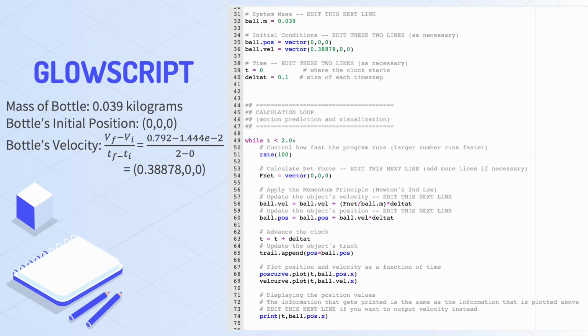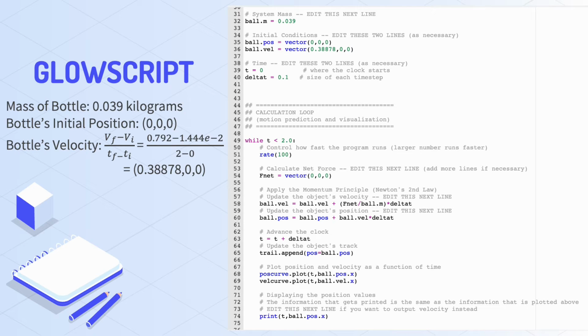So next, I made a computational model. The bottle's mass was 0.39 kilograms, or 39 grams. And since the bottle's starting at the origin, the initial position vector is 0, 0, 0. For the bottle's velocity, I calculated the change in position over the change in time. I used the first entry point and the last entry point as my values to get this number.